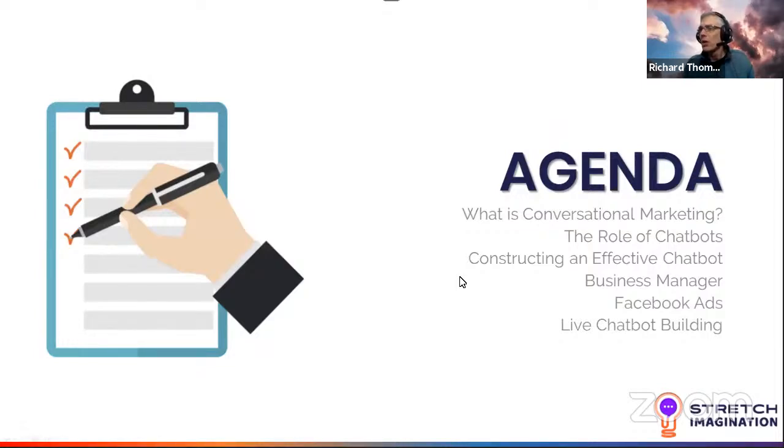So our agenda for tonight: I'm going to talk about what exactly conversational marketing is, because I'm guessing it's a term you haven't come across before. It's not that widely known. If you're in the marketing world you'd probably know about it, but otherwise not so well. Essentially, conversational marketing involves chatbots. So we'll look at the role of chatbots and how they work, and the steps required to construct an effective chatbot. We'll also look at Facebook Business Manager and Facebook ads, and then if we get enough time, we'll do some live chatbot building. We're doing Business Manager and Facebook ads because that's one of the key aspects of chatbots and conversational marketing.